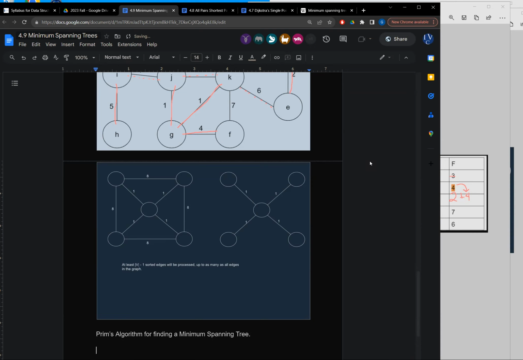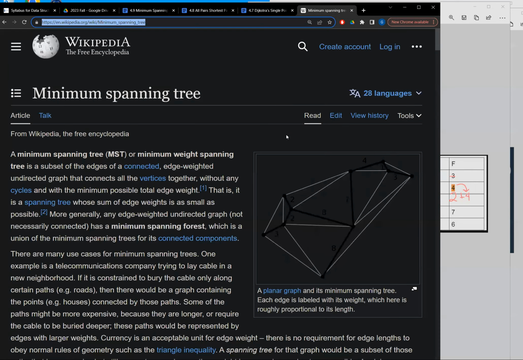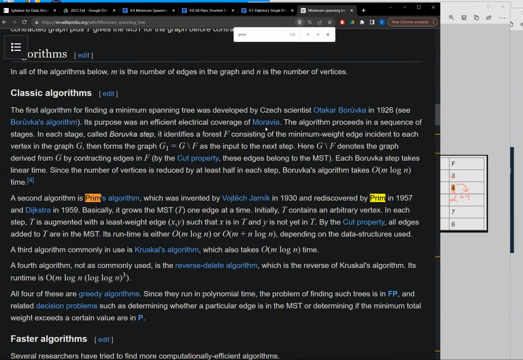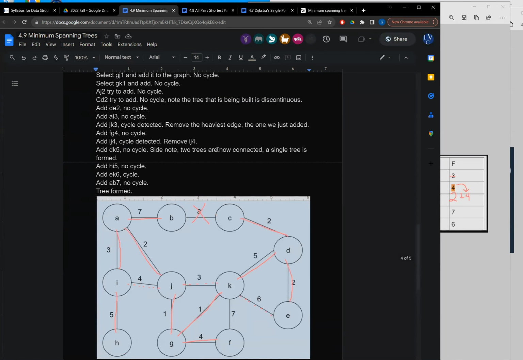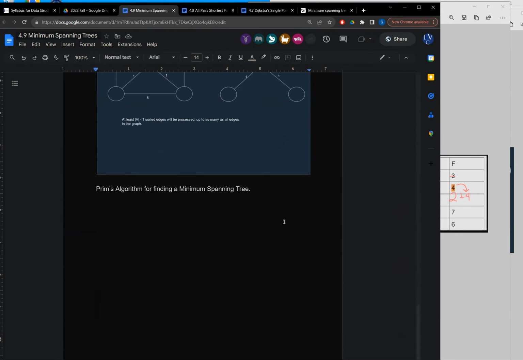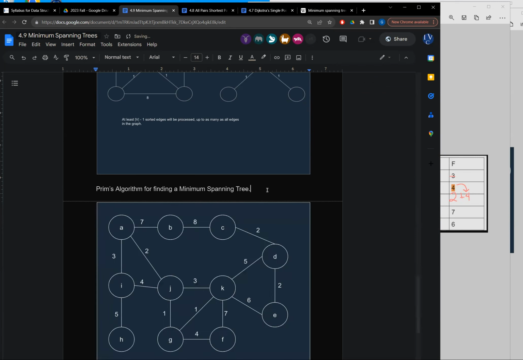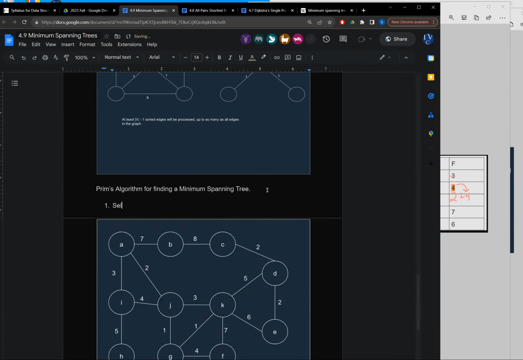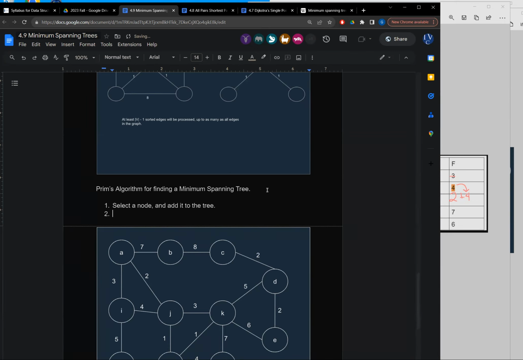All right, Prim. I think 1M mentioned here. Yes, 1M. Prim's algorithm. We have a different approach. Step 1, select a node and add it to the tree. As a part of adding a node to a tree, process the edges of that node.